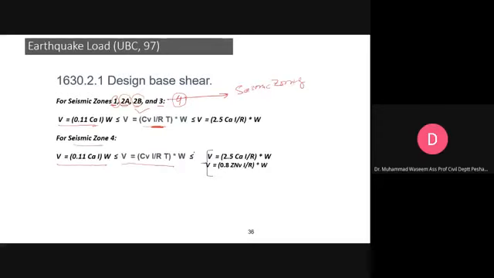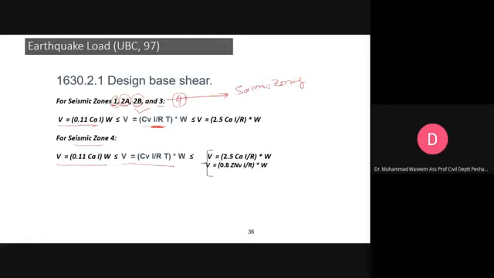Okay, in case you are designing your structure and it is lying in zone 1, zone 2A, zone 2B, or zone 3, then you should use this formulation in order to calculate the base shear which will result from the earthquake, when your building will experience the shaking. So you should compute the design base shear which will be generated in this building using this formulation. This is coming from the code.